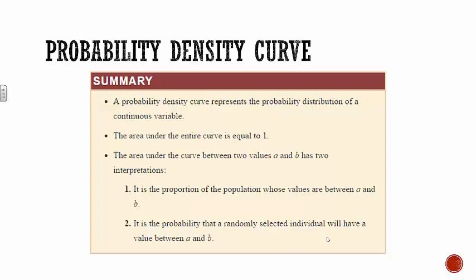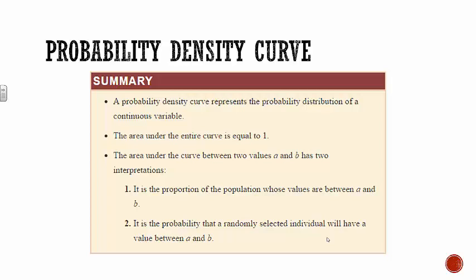Alright, so last unit we talked about random variables. We talked about discrete random variables and continuous random variables. We specifically talked about probability distributions in the last chapter for discrete random variables. Well, in this chapter, we're talking about probability distributions for continuous variables. A couple things we need to know.